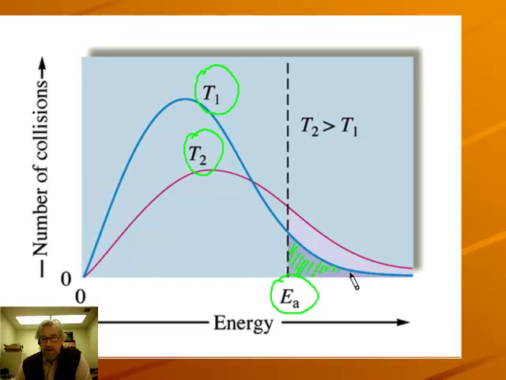At a higher temperature, because the curve flattens and shifts out to the right, which I'm shading in red, you see a bigger area under the curve. That means more particles have activation energy, or an energy greater than the activation energy. And so you'll have more effective collisions, and so the reaction rate will be faster.